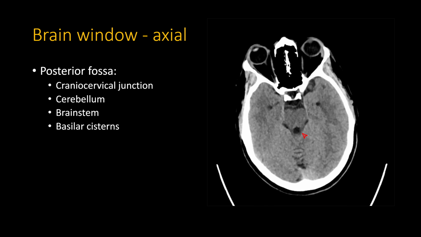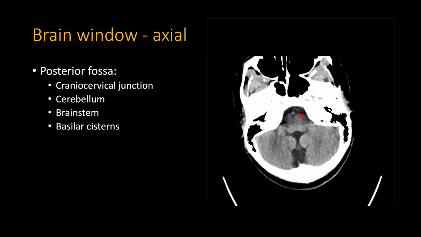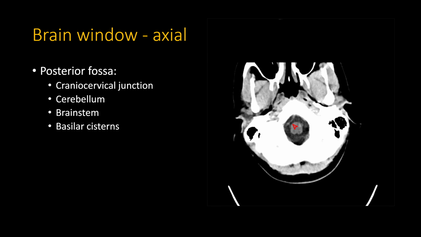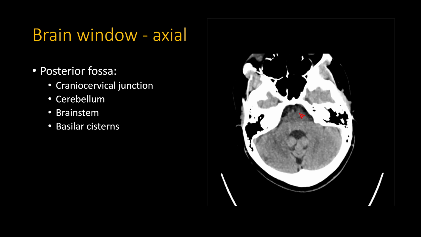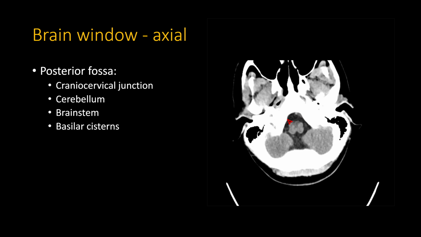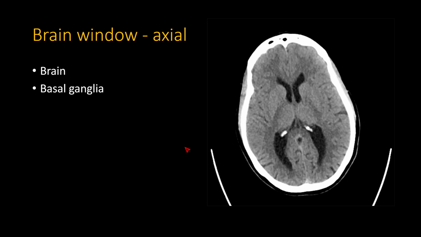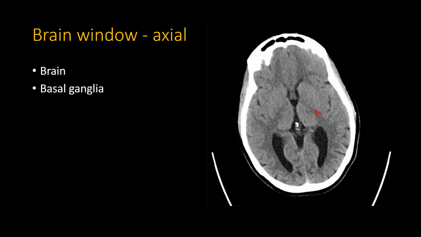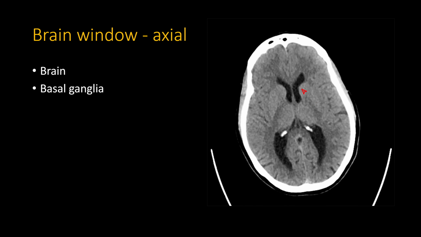And then finally, while I'm looking at the posterior fossa, I look at the basilar cisterns, just to make sure that they're not effaced and there's no blood there. While you're looking there, make sure to look at this retroclival region, because sometimes a retroclival hematoma could be your only sign of a bad craniocervical junction injury. Once I'm done looking at the posterior fossa, I then look at the supratentorial brain, and that includes the cerebral hemispheres and the cortex, as well as the basal ganglia or the deep gray matter, here, basal ganglia and the thalami.